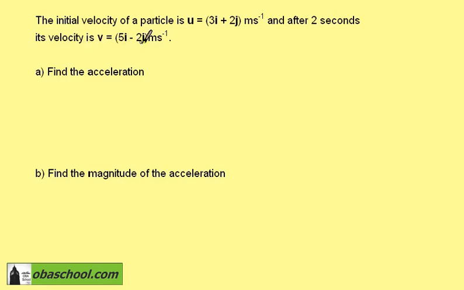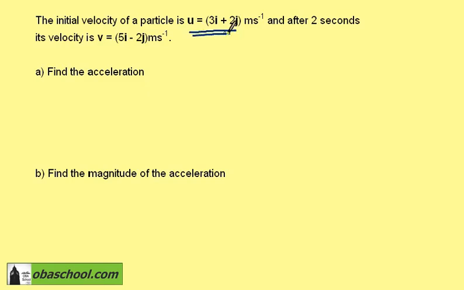The initial velocity of a particle is u, 3i plus 2j meters per second, and after 2 seconds its velocity is v, which is 5i minus 2j meters per second. We want to find the acceleration of the particle.